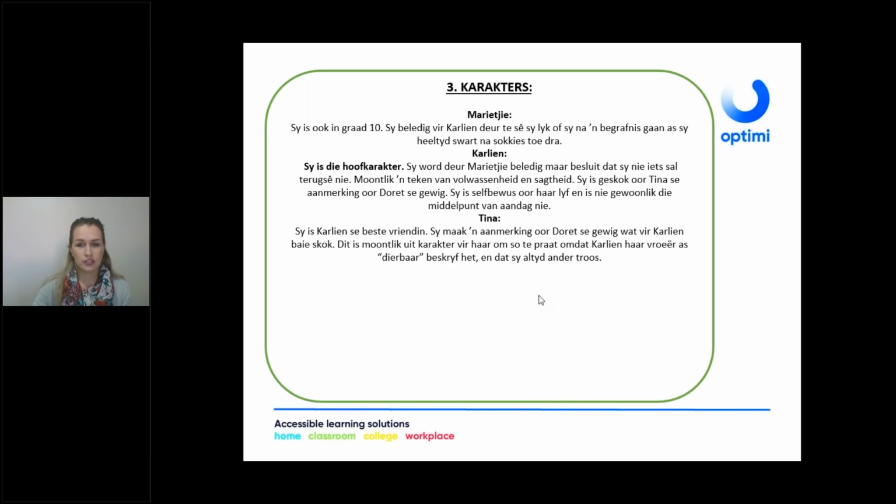And in the first paragraph on the first page that I read to you, it ends with Carleen saying, "Dierbare Tina, altyd reg om te troos." That means that she sees Tina as dierbare, a lovely girl, and she's always ready to comfort you. So she's a very loving, kind person.